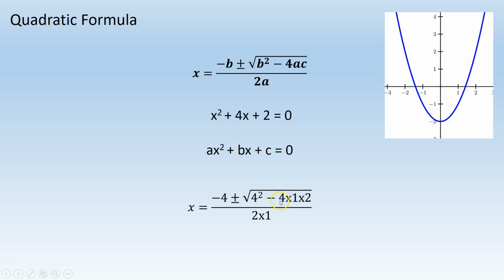It's -4 times a, which is 1, because it's an imaginary one there that we discount. And then it's times c, which is 2. So 4 times 1 times 2, and then that is over 2 times a, and again a is 1, so it's 2 times 1. And that is our equation put into our formula. So as simple as that.